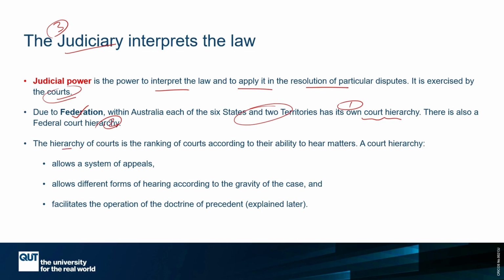Courts are arranged in a hierarchy from lowest to highest, and that tells us who can hear what matters. What it really means is the most experienced judges hear the most important or impactful cases. So a hierarchy of courts allows for appeals. You can appeal to a higher court. You can have different forms of hearing for cases of different importance. And it also allows for the operation of the doctrine of precedent, which we'll come to later.